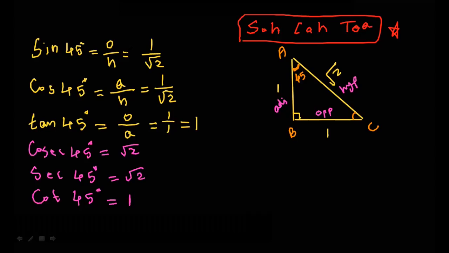So all trigonometric ratios of 45 degree we have completed, right? Sine 45 equal to 1 by root 2, cos 45 equal to 1 by root 2, tan 45 equal to 1, cosec 45 equal to root 2, sec 45 equal to root 2, cot 45 equal to 1. Now we have to find 30 degree and 60 degree.